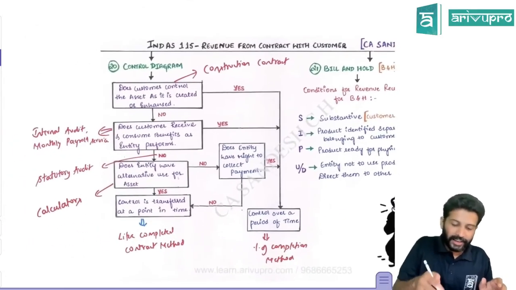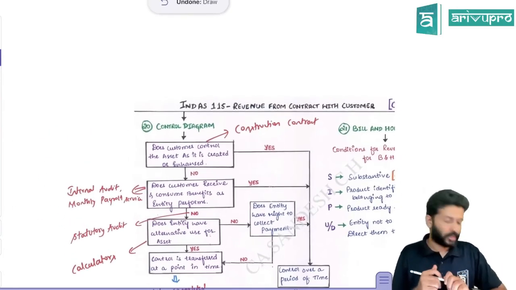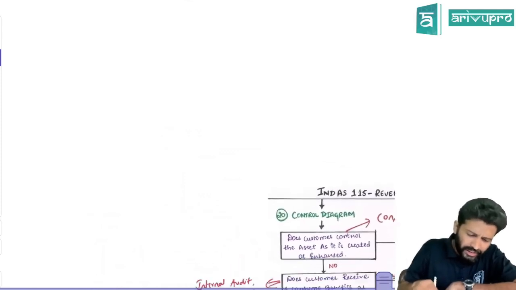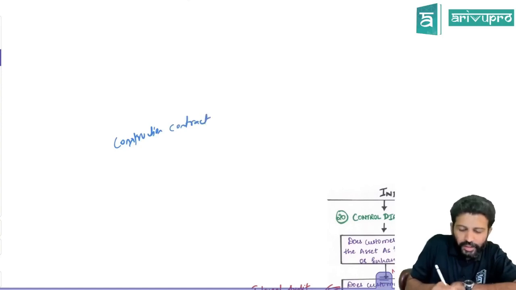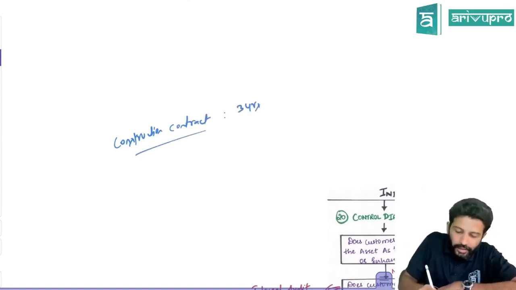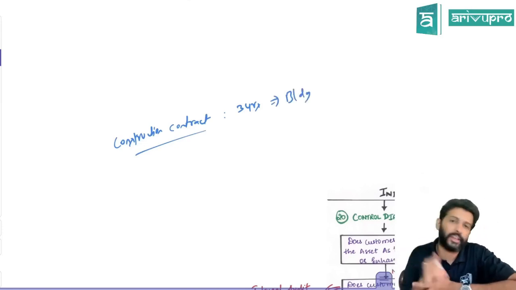Another one is a fancy diagram like this. The simple rule of revenue recognition is: recognize the revenue when the performance obligation is satisfied. Now, just take a small example here. Let's say we have a construction contract, where we are constructing a building, and this construction will go on for 3 years.